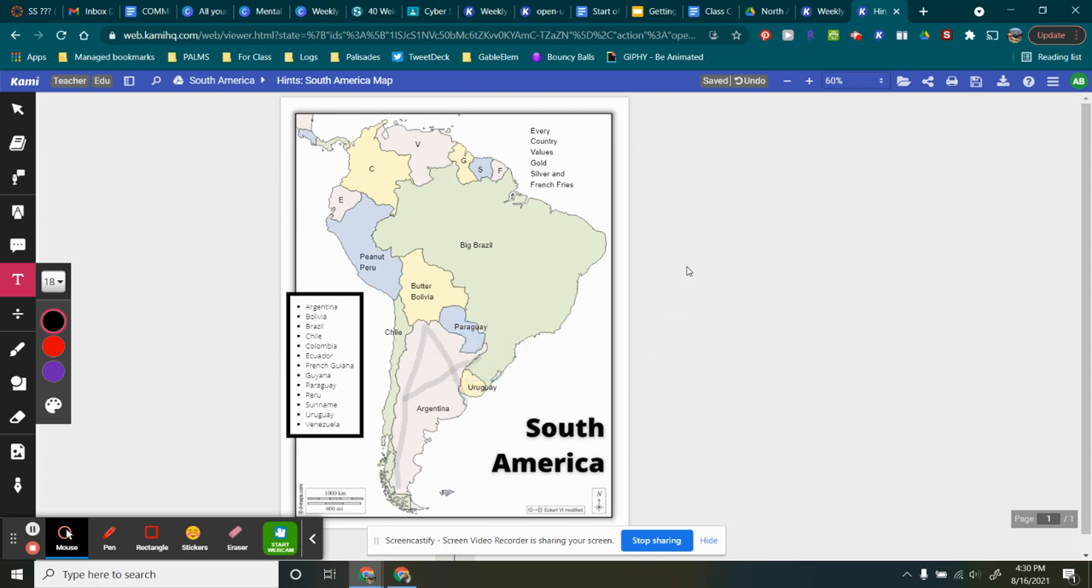So that's it. Big Brazil. Argentina kind of looks like an A. You've got a chili pepper down here with peanut butter smeared across the top. Every country values gold, silver, and French fries. And then PU, that's the end of it, right? That stinks. So hopefully those super cheesy tricks help you remember these countries for your quiz.